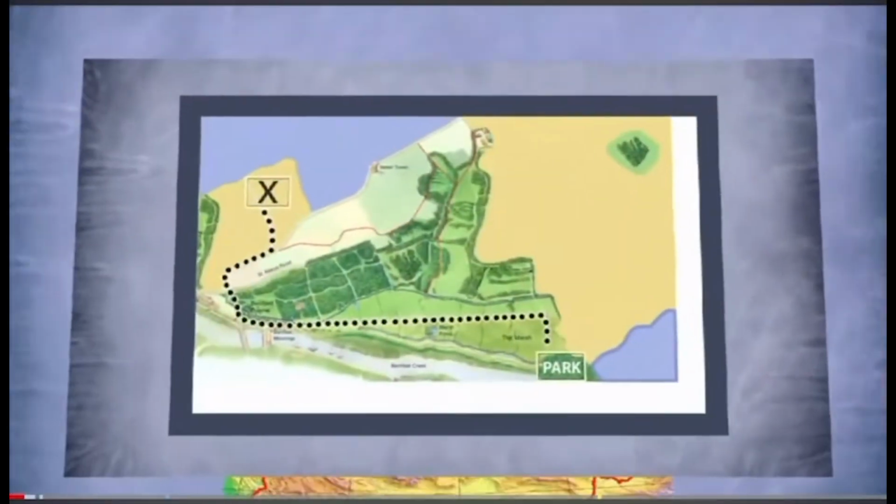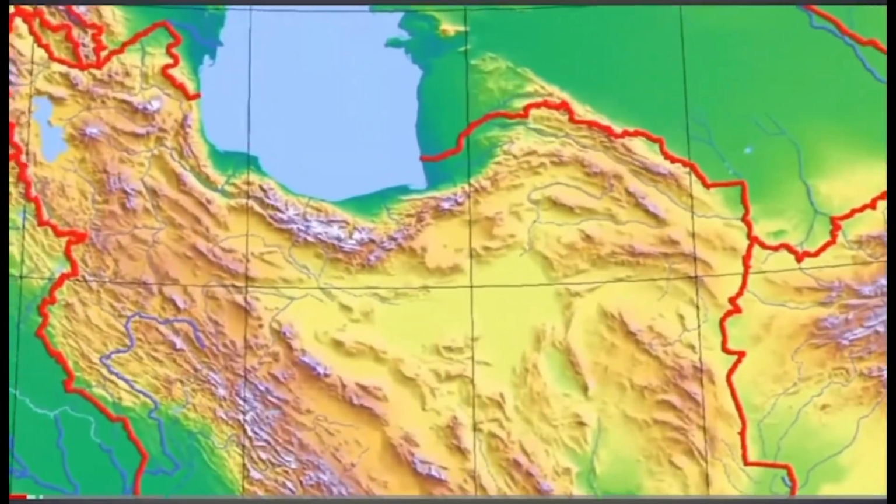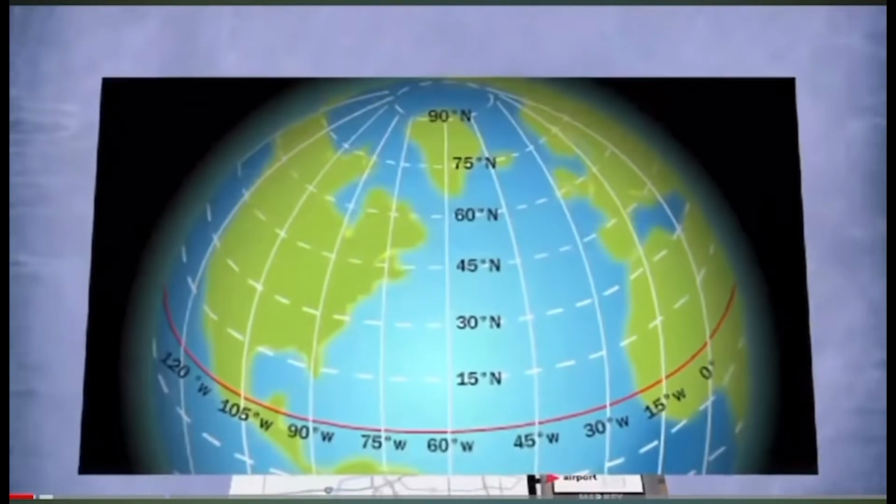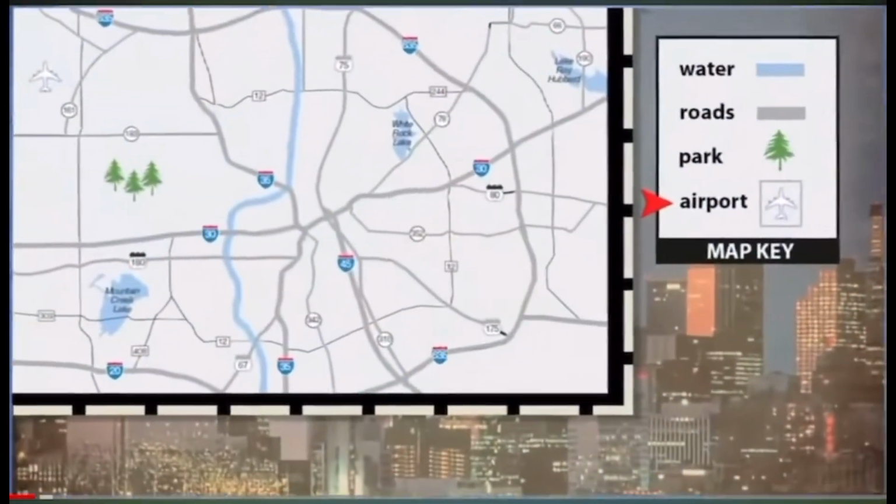Have you ever used a map before? A map is a special drawing that can help you find the best way to go from one place to another, or help you locate places. In this program, we'll learn about maps and how to use them.